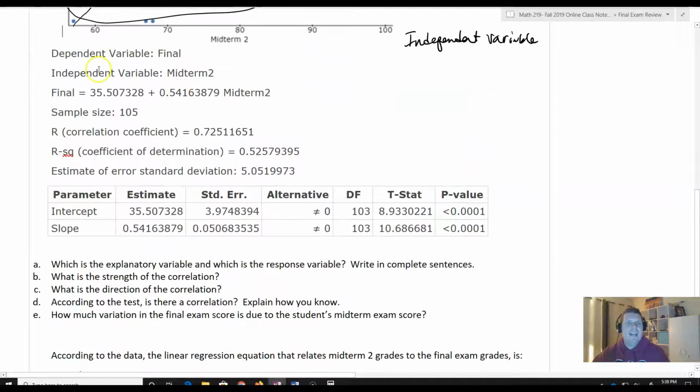Okay? And then I have some information here, and this information is really handy, really important. This R, the correlation coefficient, is going to tell me how strong the correlation is, right? Remember?